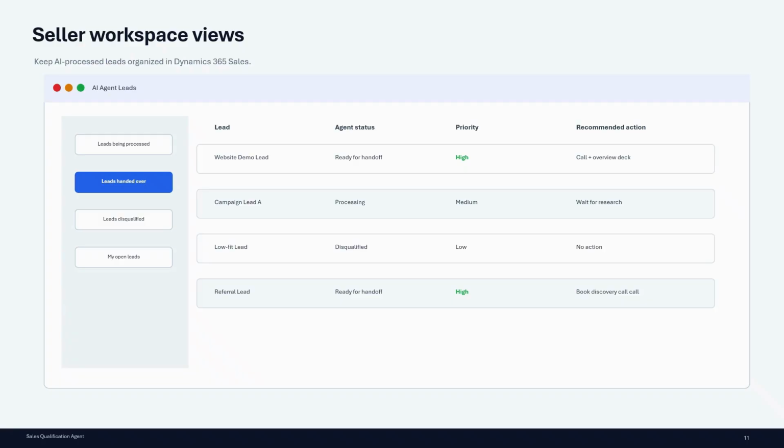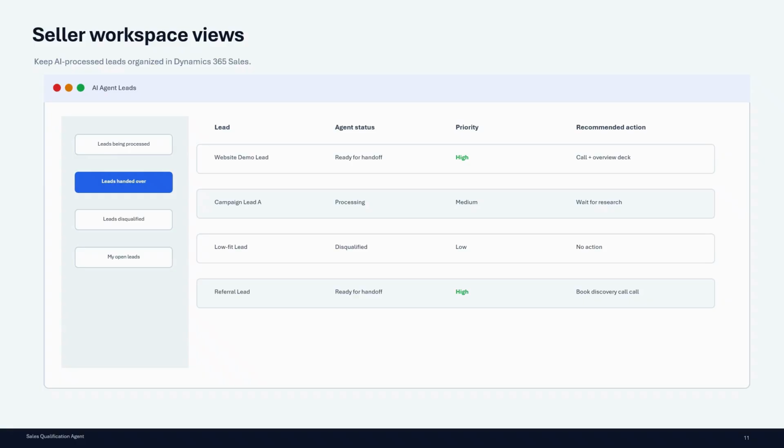Then the next slide is the seller workspace views. So once the agent starts processing the leads, seller needs a clean way to track what is happening. So that is where seller workspace views help. Leads can be grouped as being processed, handed over, or disqualified. So this makes the work queue much easier to understand.